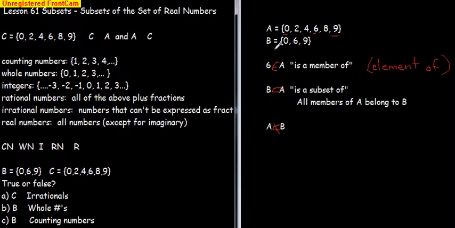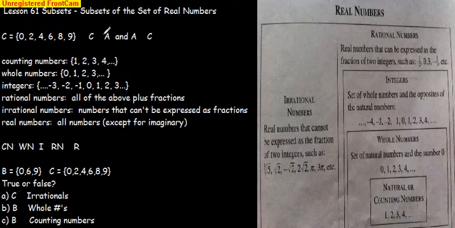That means that all members of B belong to A. However, A is not a subset of B because all these numbers aren't in this set. So it's just kind of common sense there. Let's move on here to another set, C. So C is 0, 2, 4, 6, 8, 9. You'll notice C is the same as A. So we know that C is a subset of A, and A is a subset of C. So if they're the same, they're each subsets of each other.